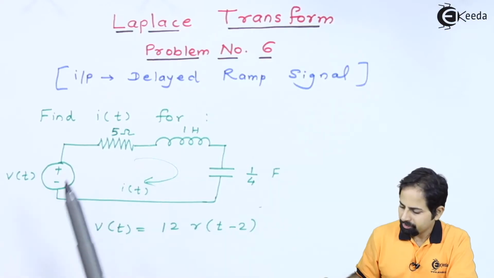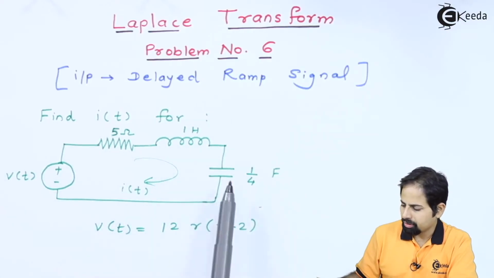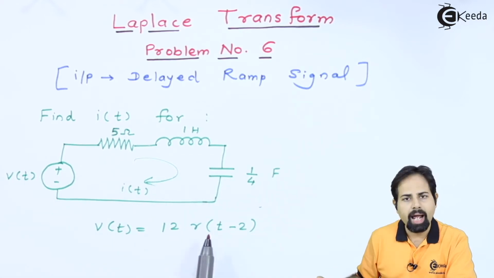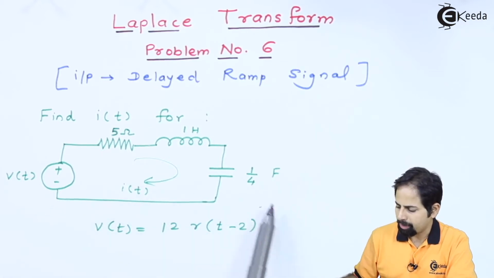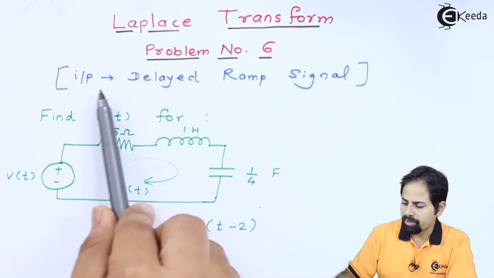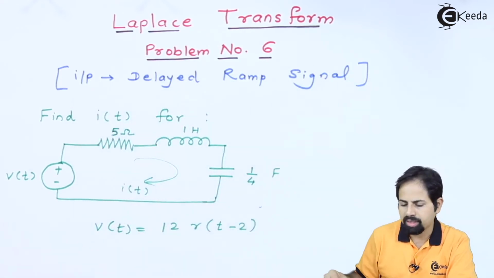So here you can see I have drawn one circuit with respective parameters and their values, and here V of t is a signal and it is a delayed ramp signal. It is 12 into r of t minus 2. So you need to know what is the Laplace transform of this signal, and you can see the title of this problem itself is input is delayed ramp signal.